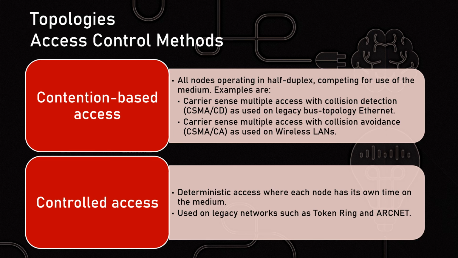So an example of this would be CSMA/CD, Carrier Sense Multiple Access with Collision Detection. That is a bus topology Ethernet tool. It's legacy. It's not something we use as much anymore. In the modern sense, we tend to use what's called Carrier Sense Multiple Access with Collision Avoidance rather than detection. So that's CSMA/CA. That's used on wireless LANs.